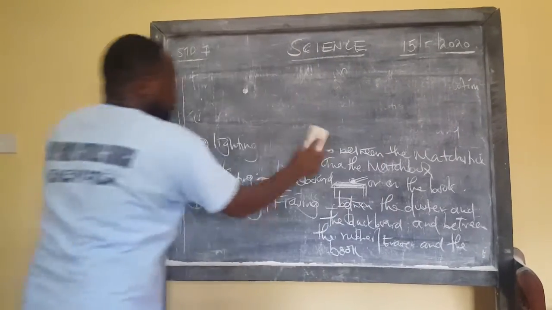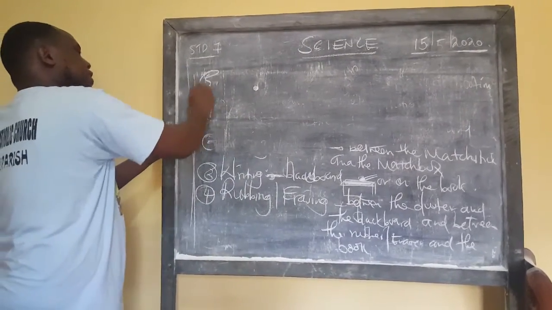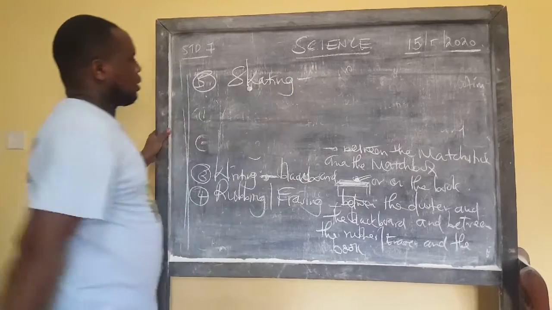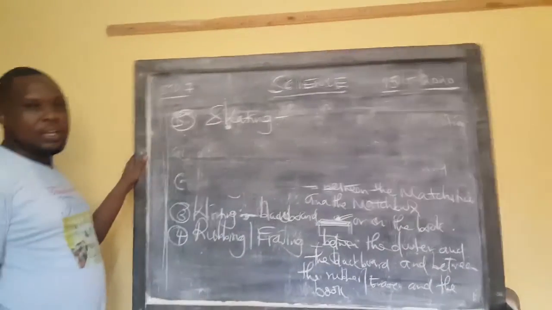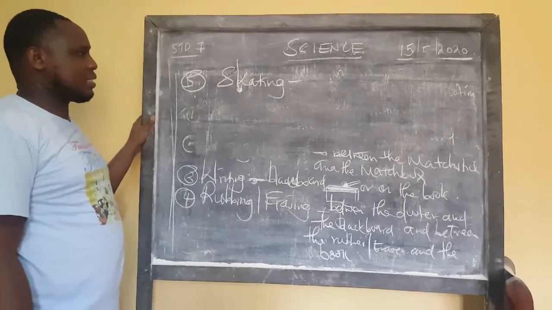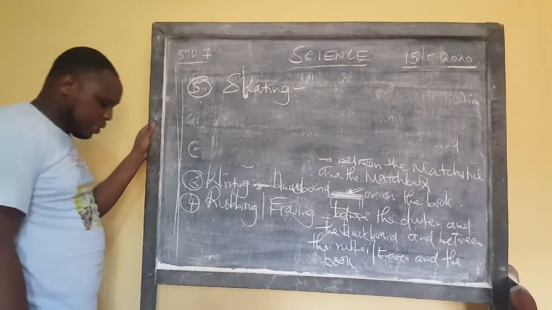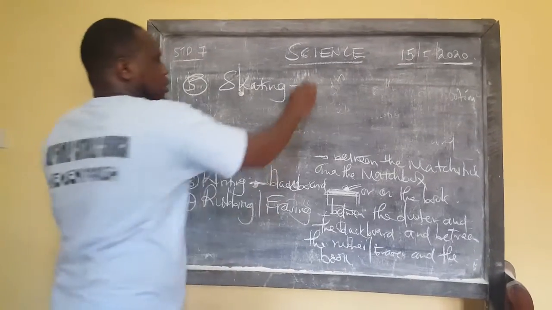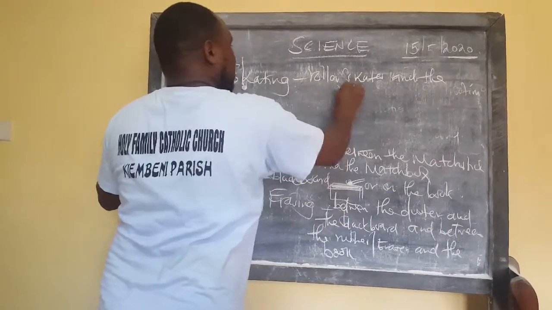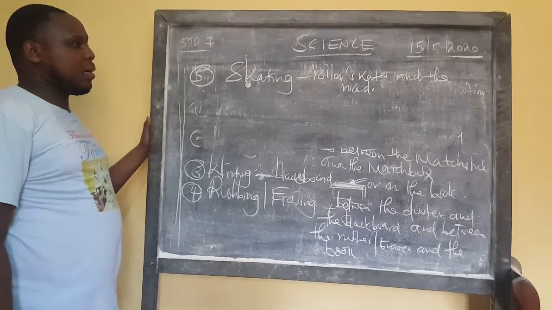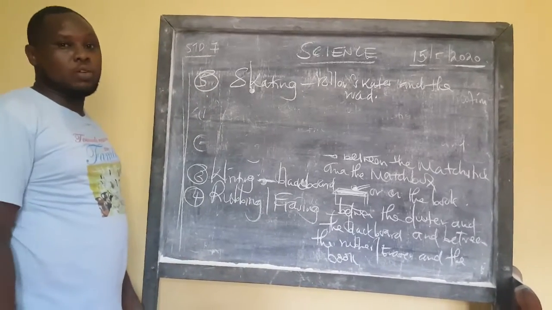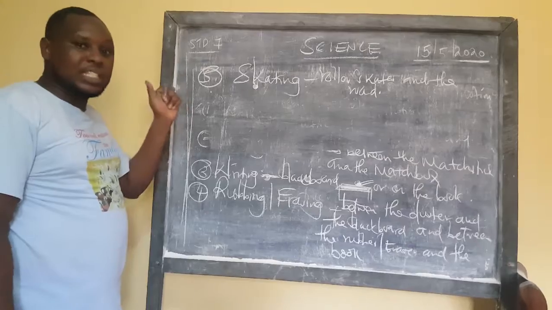So the next advantage of friction, number five, is skating. Lana, I know what skating means. You've met them along the roads, running using those wheels. We call them the roller skates. The roller skates, you need friction between the roller skates and the ground, the road. That's why they cannot be able to skate during a rain day. A rain day you won't find them on the roads, because at that time the roads are slippery.